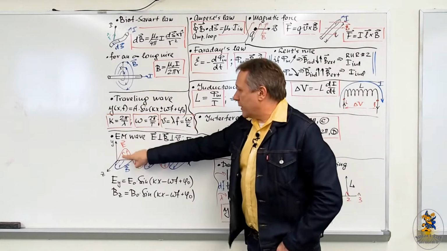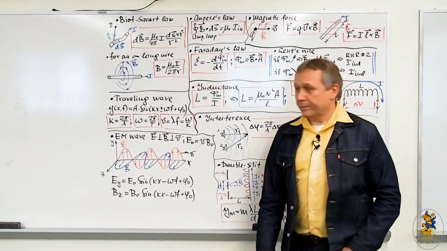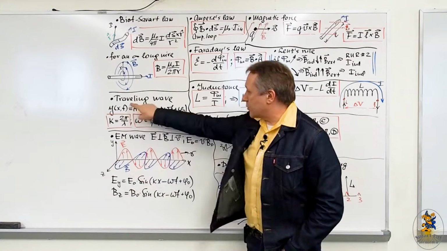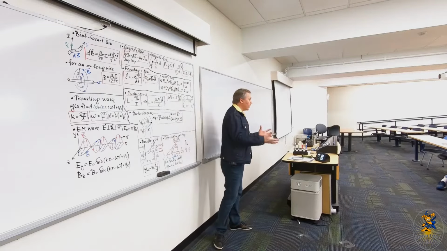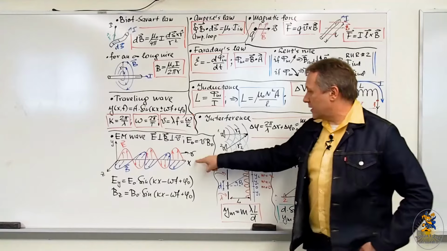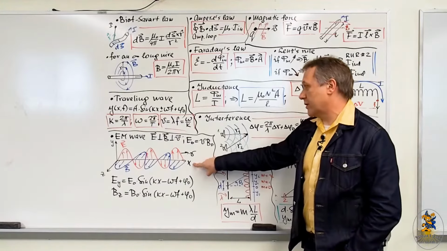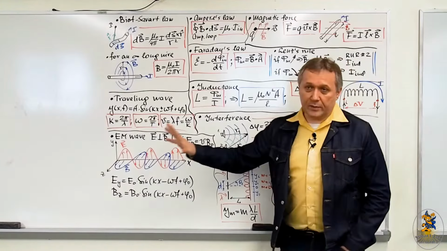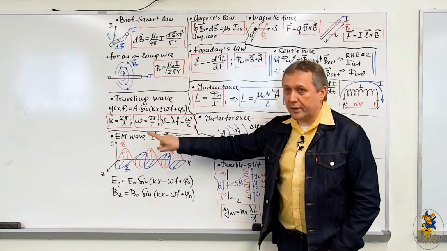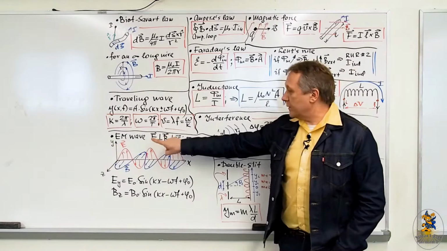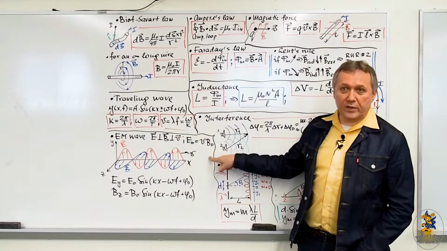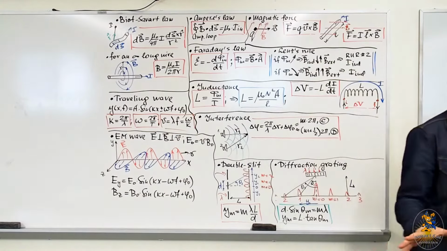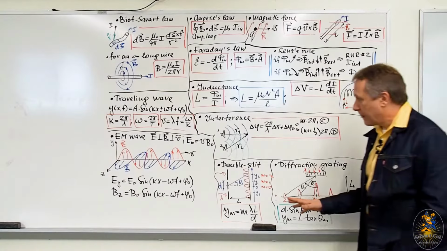Electric field traveling wave, transverse, and magnetic field traveling wave, also a transverse wave. Together they form an electromagnetic wave. In this case, the electromagnetic wave propagates in the x direction, right? So all the time in the electromagnetic wave, these three directions, magnetic field, electric field, and direction of wave propagation, must be perpendicular to each other all the time, period.